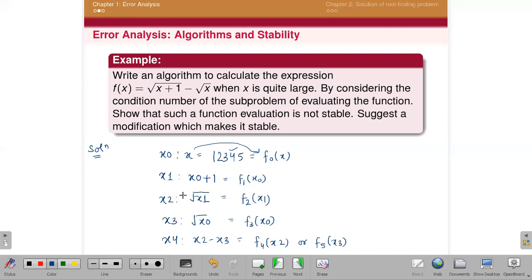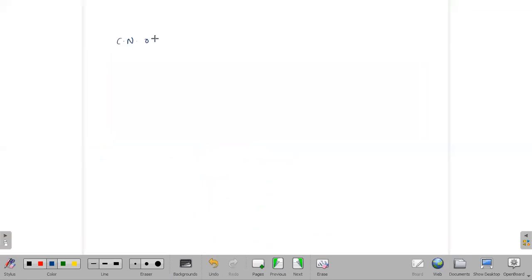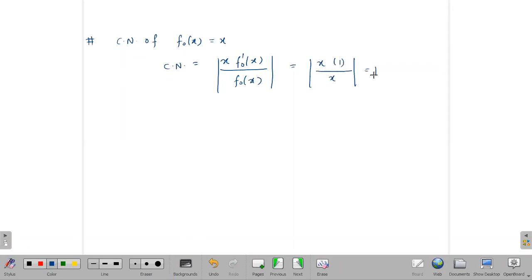Now at each step you find the condition number. Let us find the condition number of f naught of x. First I'm taking f naught of x, that is x only. The condition number is given by x times the derivative with respect to x of f naught of x, divided by its modulus. Since x is a variable here, x into derivative 1, divided by x, gives 1. So 1 is acceptable. So in the first step, the algorithm is stable.